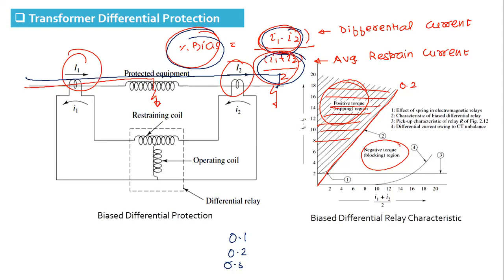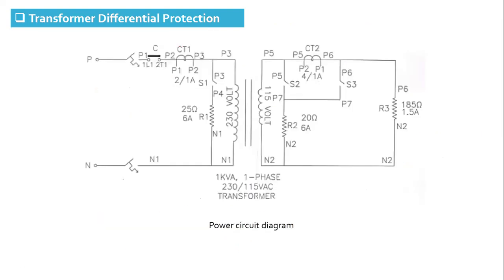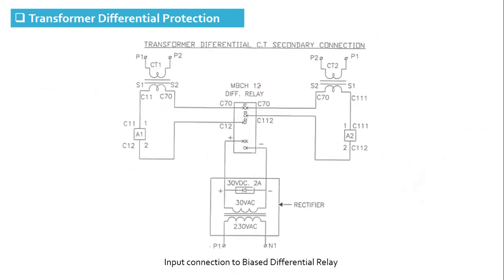Fine. So what we are going to do in this case, in the laboratory, we have a bias differential relay, which is called the MBCH relay, MBCH12, one of the widely used relays for bias differential protection.